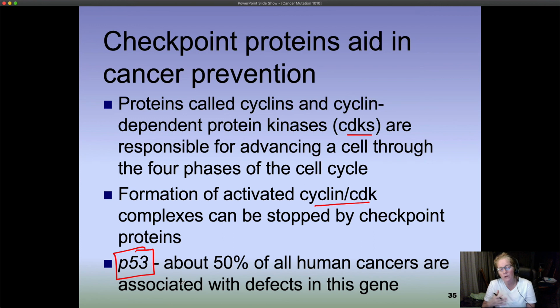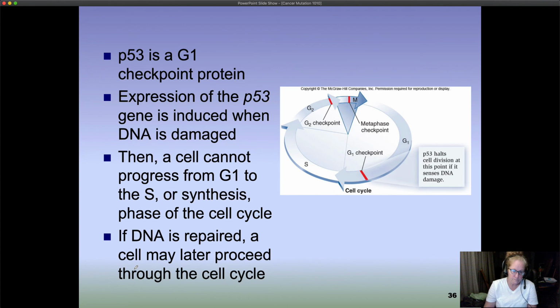P53 is one of the most important proteins in the cell cycle, and it is kind of the one that decides whether a cell can finally move into the M phase, or mitosis. About 50% of all human cancers are associated with some type of mutation in the P53 gene. So P53 is in our G1 checkpoint.